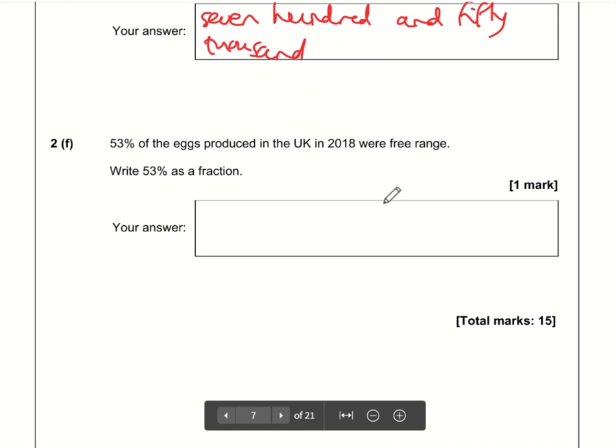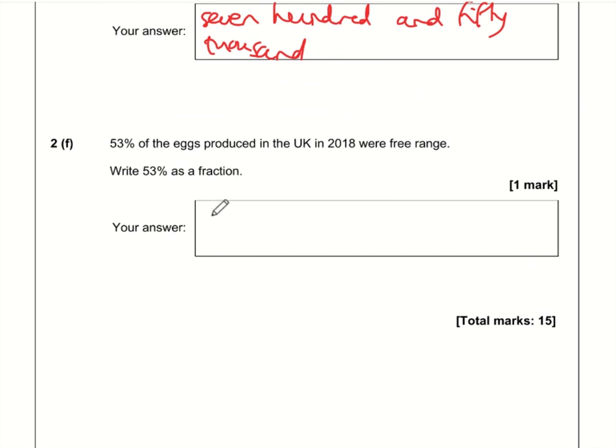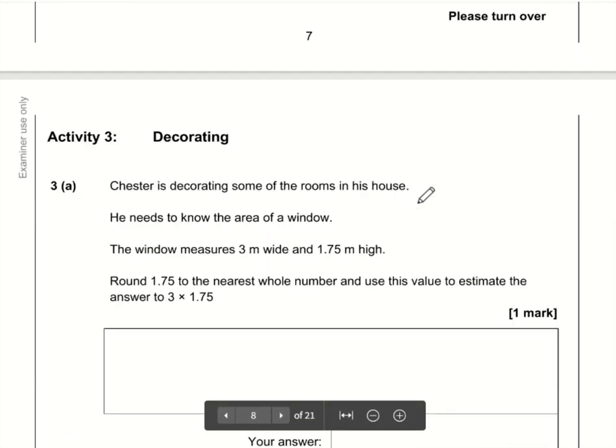Okay, write 53% as a fraction. Well, you need to remember that percent means out of 100. So 53% means 53 out of 100. And the only question to consider at the moment is, can this fraction be simplified? And the answer is no, because 53 is a prime number. So as a fraction, it is simply 53 over 100, 53 hundredths.